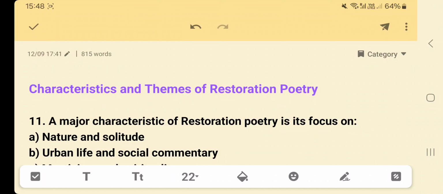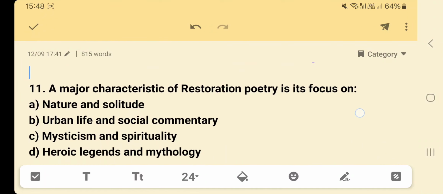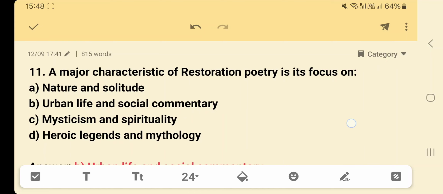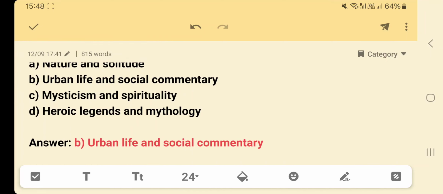Characteristics and themes of Restoration poetry. Question number 1. A major characteristic of Restoration poetry is its focus on option A, nature and solitude. Option B, urban life and social commentary. Option C, mysticism and spirituality. Option D, heroic legends and mythology. Answer: option B, urban life and social commentary.